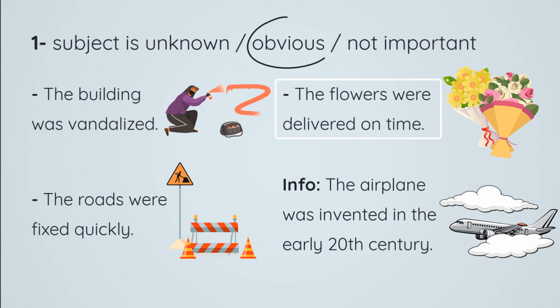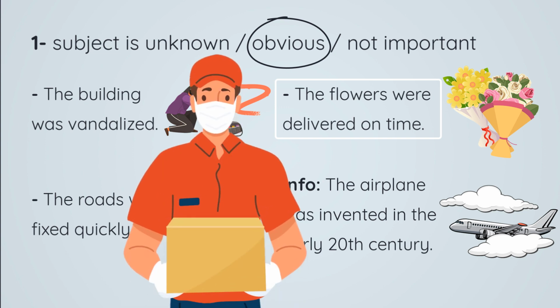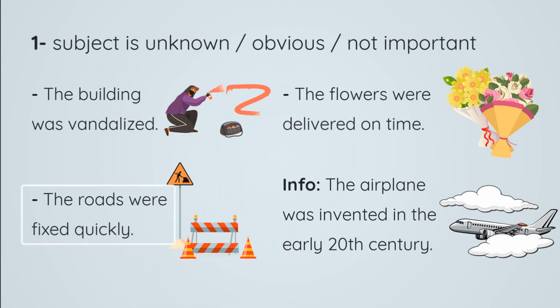The flowers were delivered on time. Who delivered it? Well, it's obvious. Either the flower company or the delivery company. I don't need to say it. It's very clear that one of these two delivered the flowers. The roads were fixed quickly. Who fixed them? Who cares? They're fixed. That's what's important. I can drive, I'm happy.